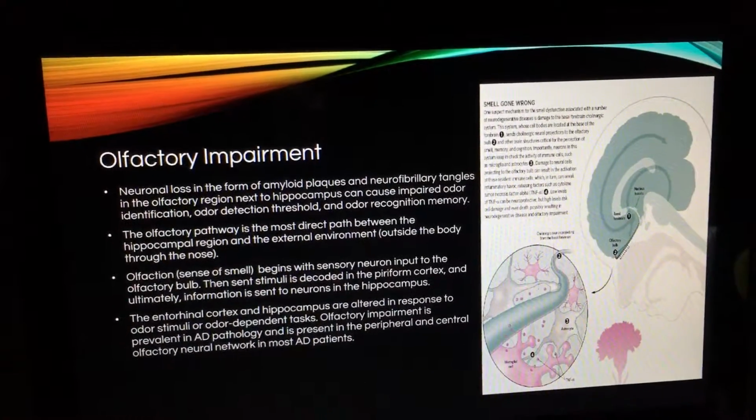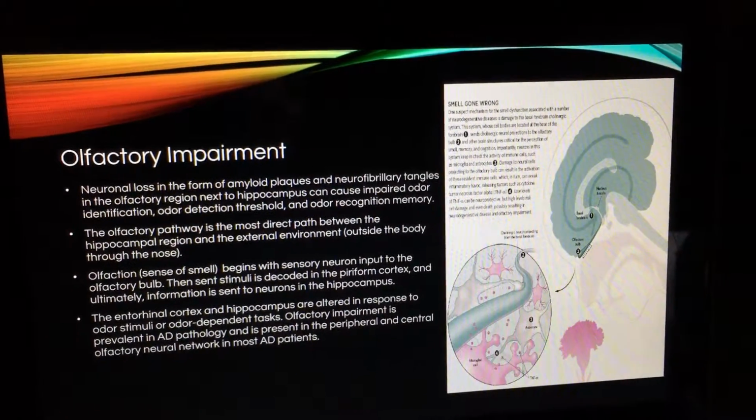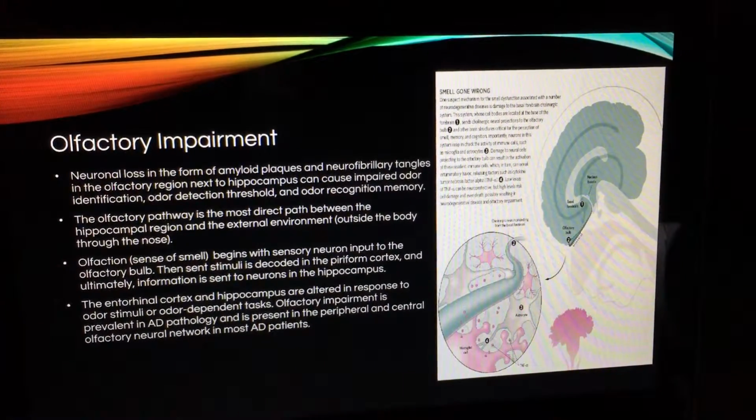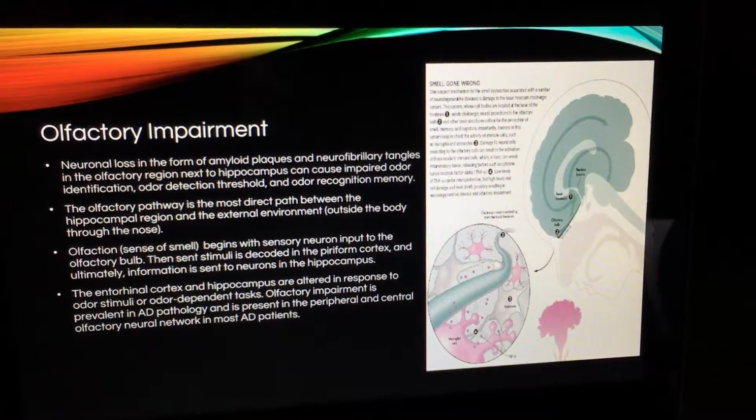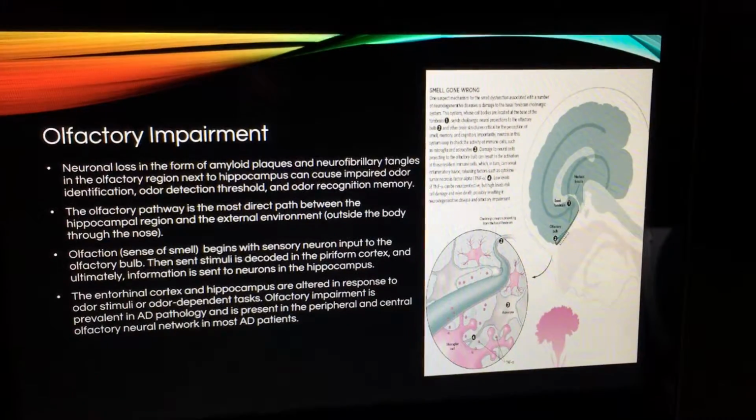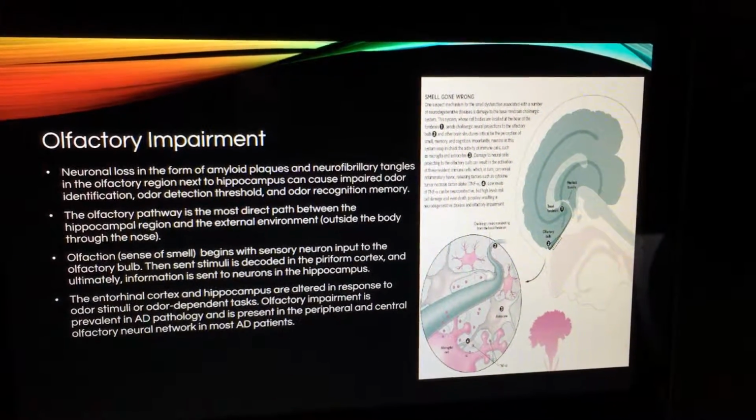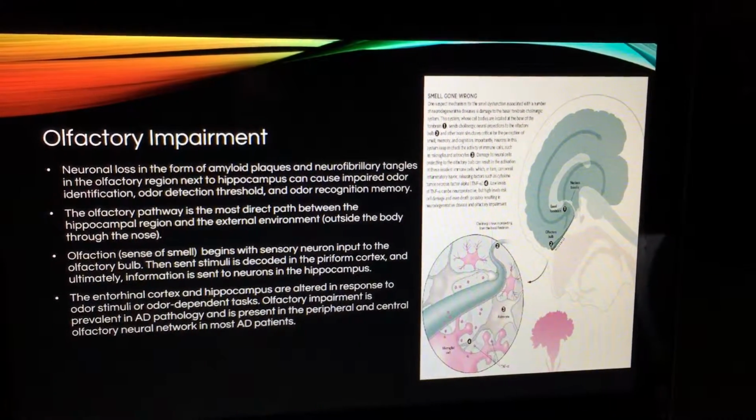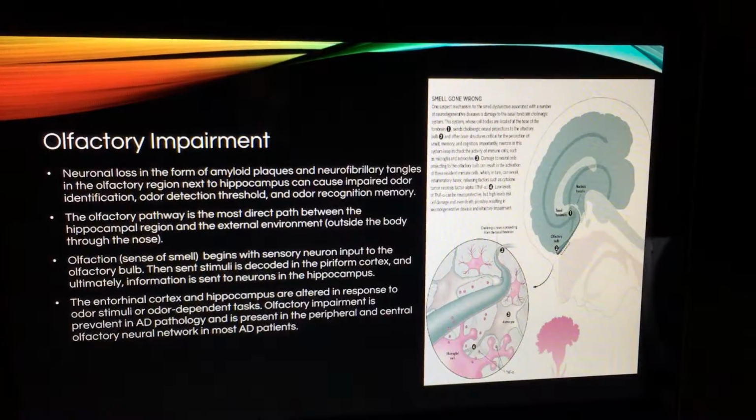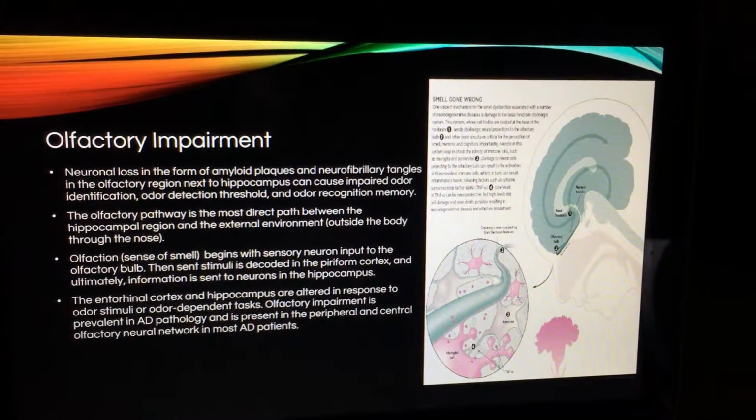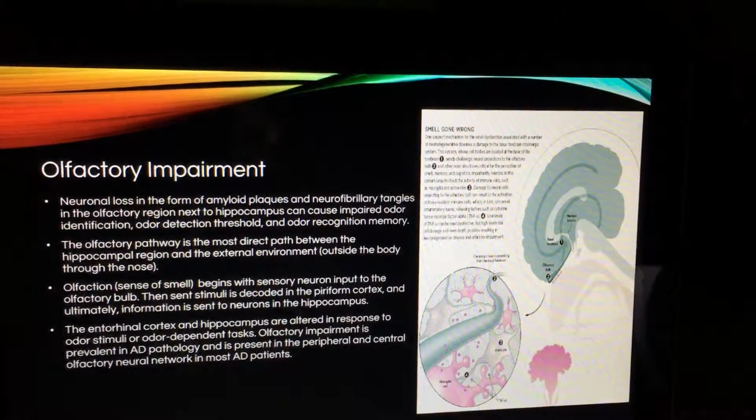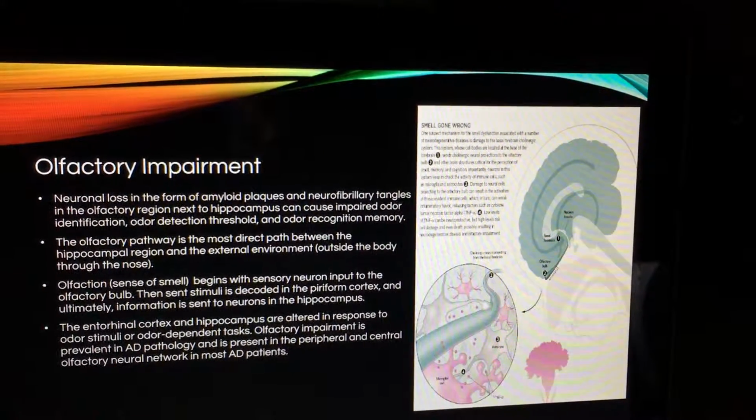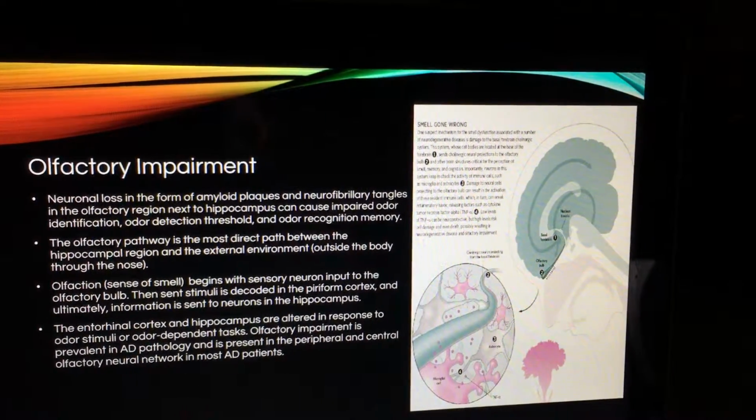Olfactory impairment. Neuronal loss in the form of amyloid plaques and neurofibrillary tangles in the olfactory region next to the hippocampus can cause impaired odor identification, odor detection threshold, and odor recognition memory. The olfactory pathway is the most direct path between the hippocampal region and the external environment, which is the outside of the body and through the nose.